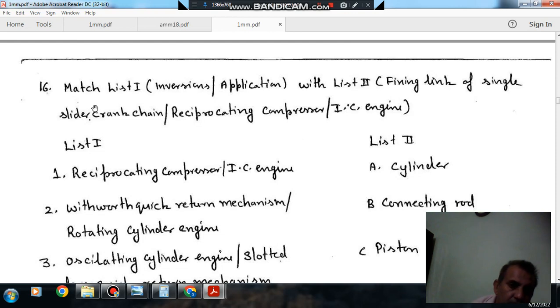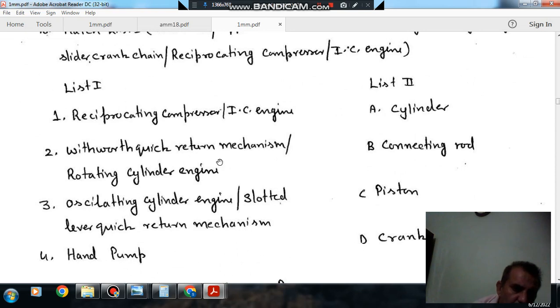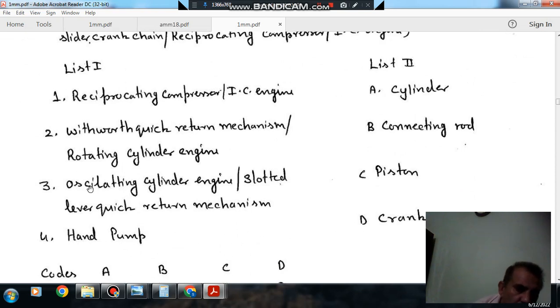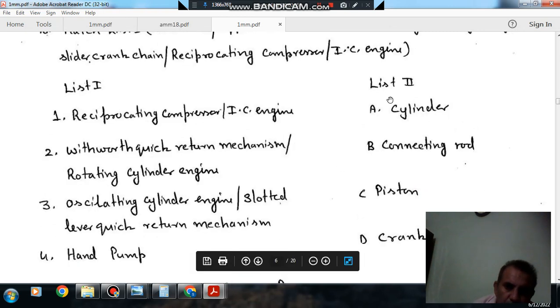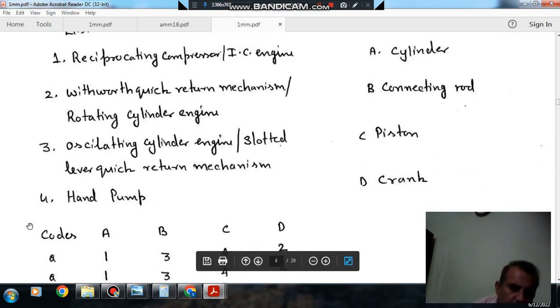Question number 16 is match list 1 inversion applications with list 2 fixing link of single slider crank. List 1: 1 reciprocating compressor IC engine, 2 Whitworth quick return mechanism, rotating cylinder mechanism, 3 oscillating cylinder mechanism, oblique slotted lever quick return mechanism, 4 hand pump. List 2: A cylinder, B connecting rod, C piston, D crank.